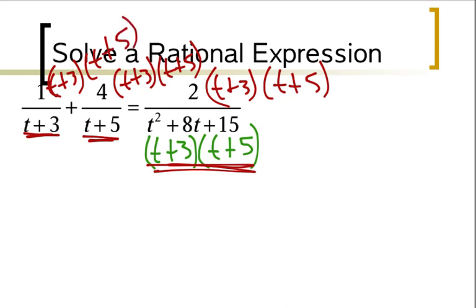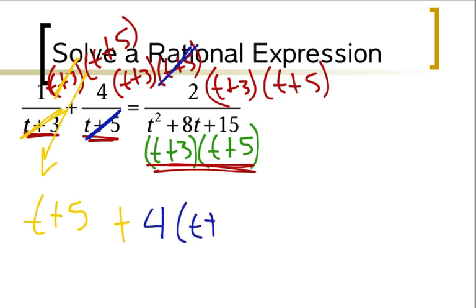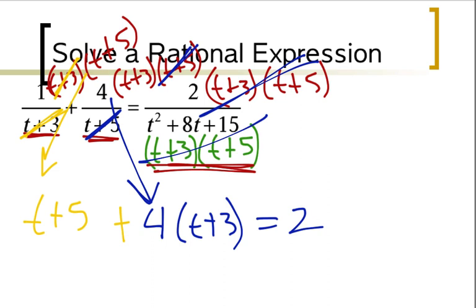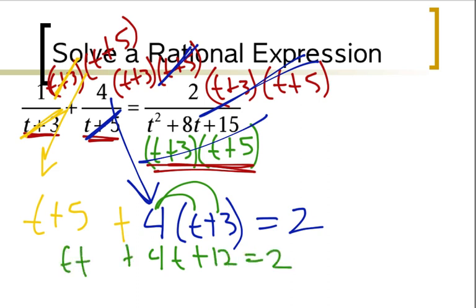And then we cancel like we've done every time. So the t plus 3 here cancels, and I'm left with t plus 5 times 1, but just t plus 5. Plus, in the second fraction, we get t plus 5 to cancel, and I get 4 times t plus 3. Okay? And in the last fraction, the denominators cancel completely, and I'm left with equals 2. So now I just go ahead and simplify by distributing the 4, and I get 4t plus 12 equals 2, and then plus the t plus 5.